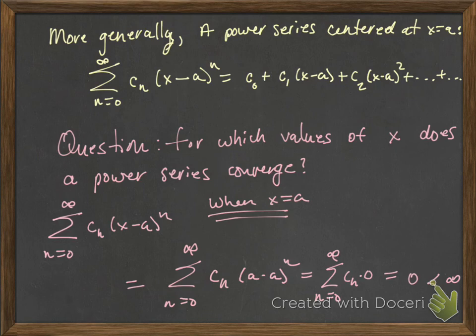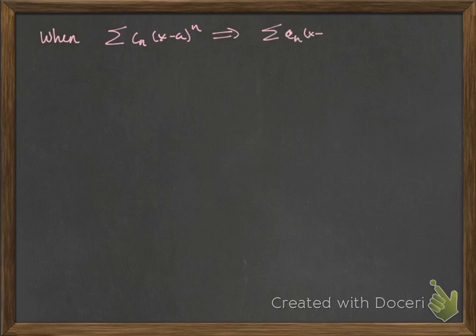Okay, so let me just recap that statement. When our power series is this, we know that this power series will converge for x equals a. We know that. Okay? But the other question is for what other values of x does this series converge? And you'll have to watch the next video to find that out.